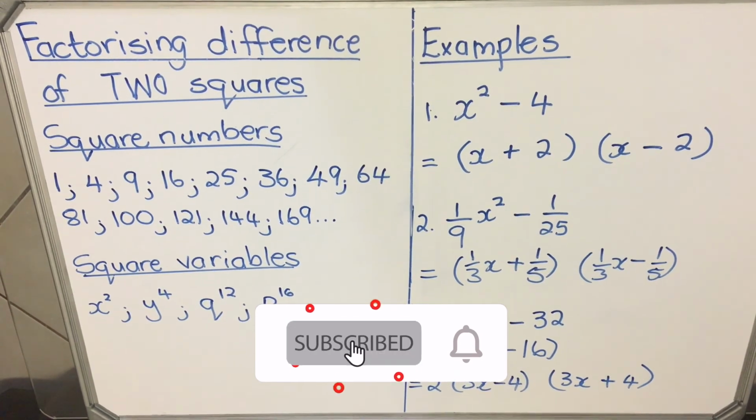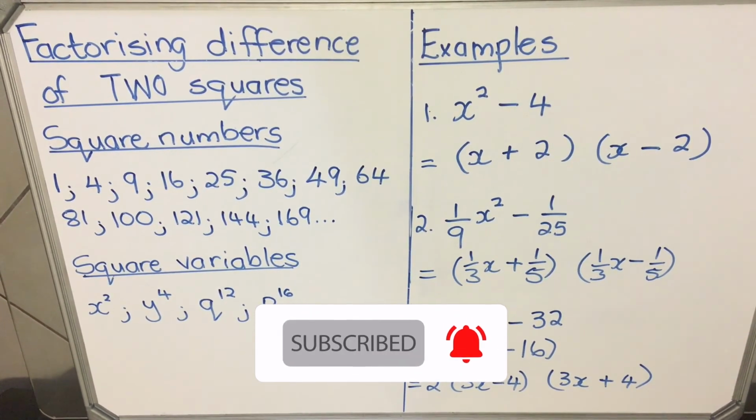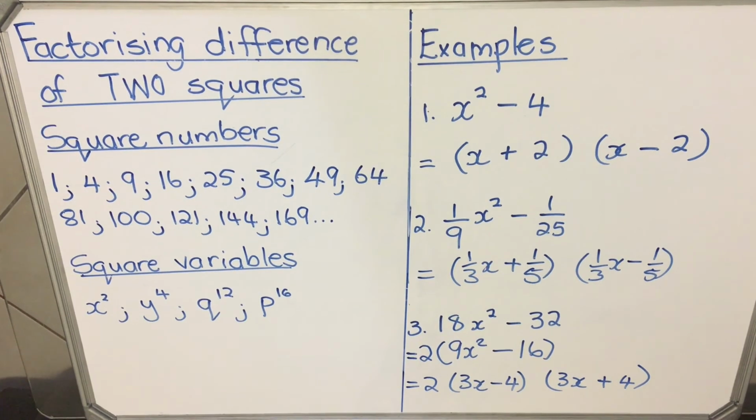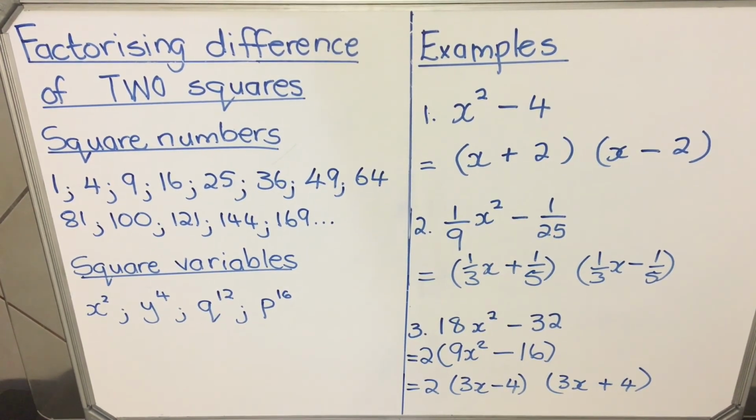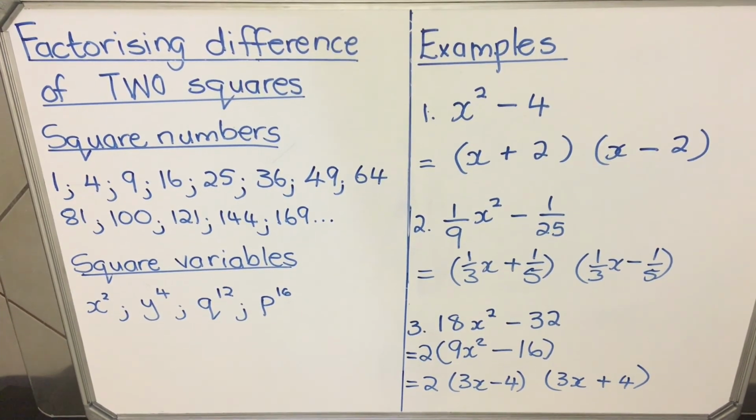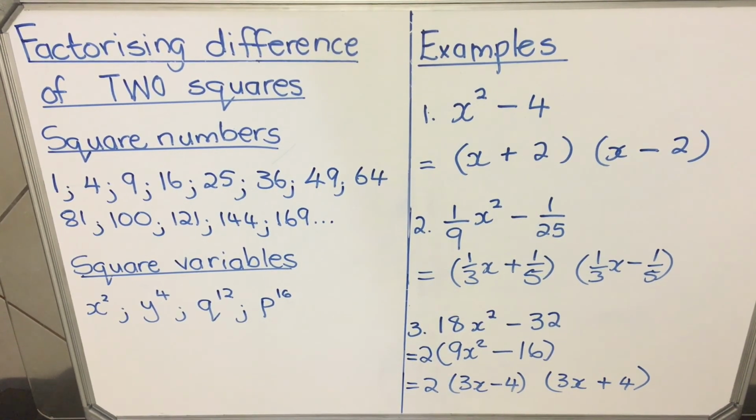This is how we do factorizing difference of two squares. You have to have two terms, perfect squares, with a minus between them. When it's positive, you can't factorize. You'll write that expression as it is.